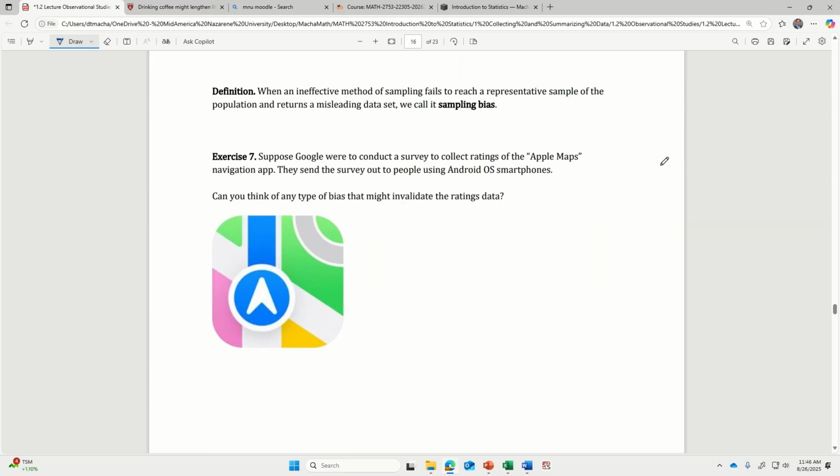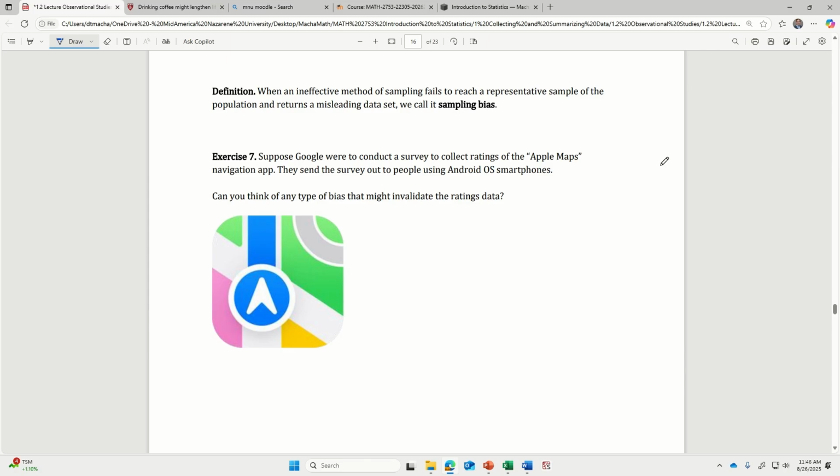Okay, so moving on from sampling, we're going to talk about bias. When an ineffective method of sampling fails to reach a representative sample, and the result is a misleading data set, we say that that data set is biased, and we call this sampling bias, because the sampling is where we failed.